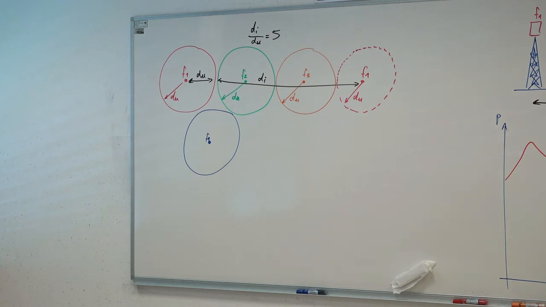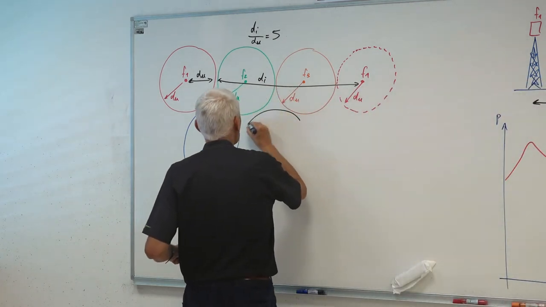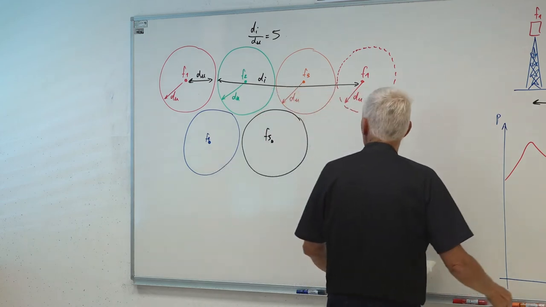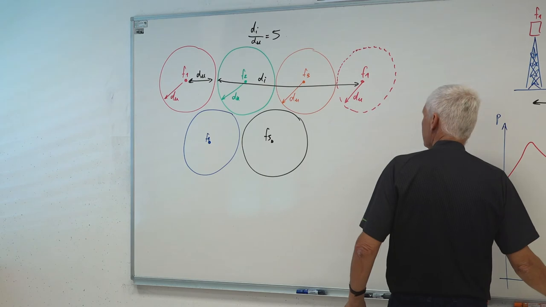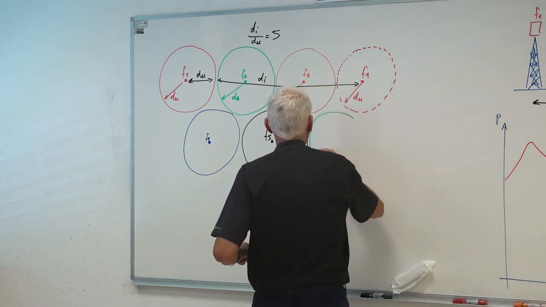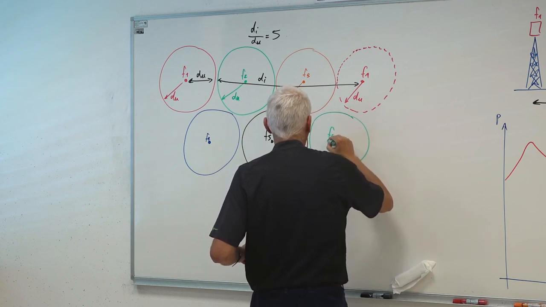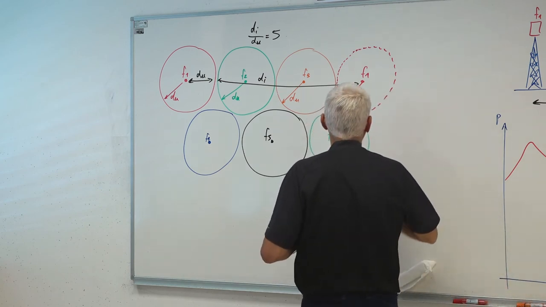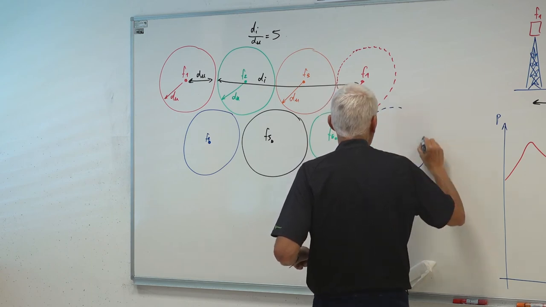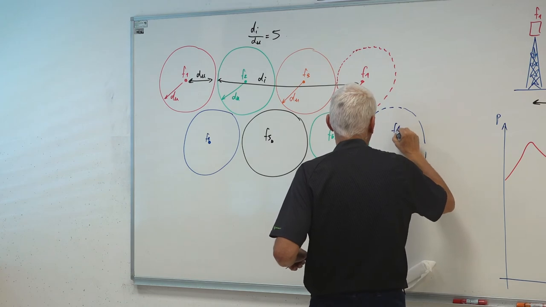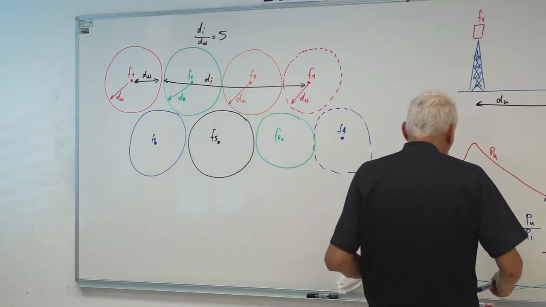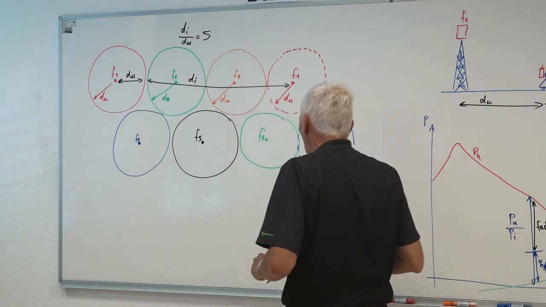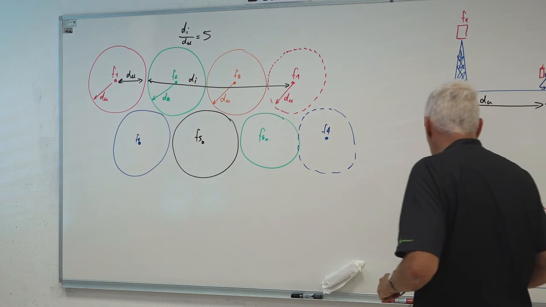I can put here a transmitter on the frequency F5. And next, I can put a transmitter here on frequency F6. After F6, I can go with F4. So F4 could be the same frequency repeated here. Further plotting circles in the same direction, I still need additional frequencies.